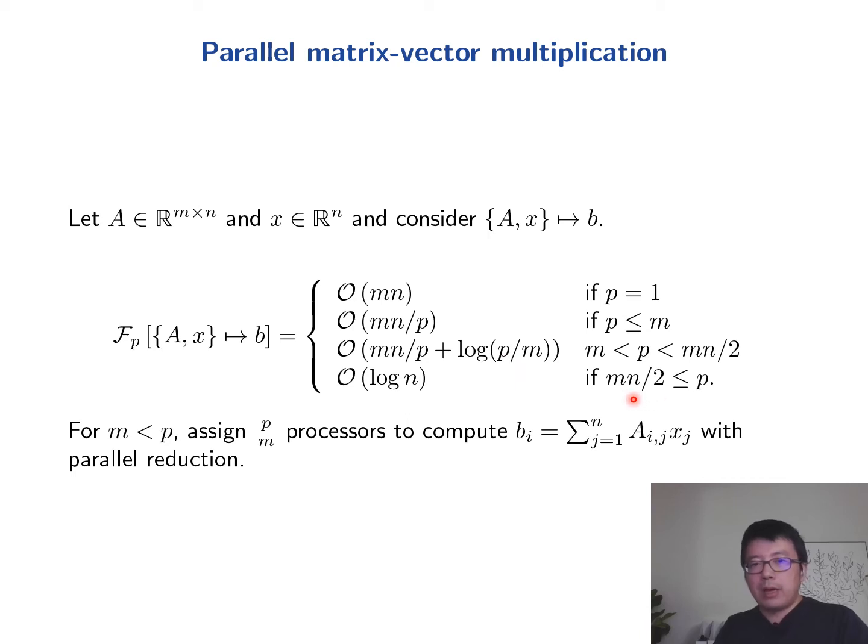When p is more than mn over 2, then every entry of b is assigned to n over 2 processors. So not only can the entries of b be computed in parallel, each computation can also benefit from binary divide and conquer. That gives you O(log n). It no longer depends on the row. So here there's a missing division sign.